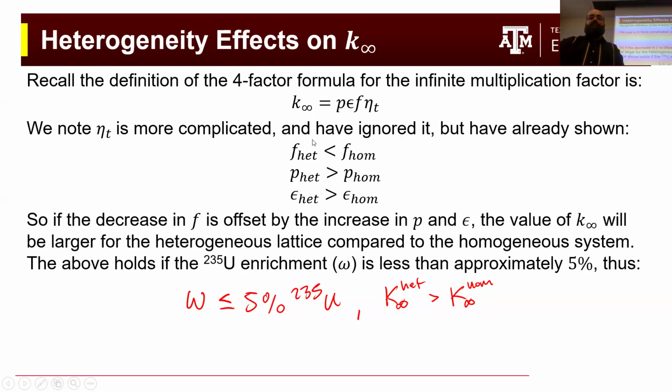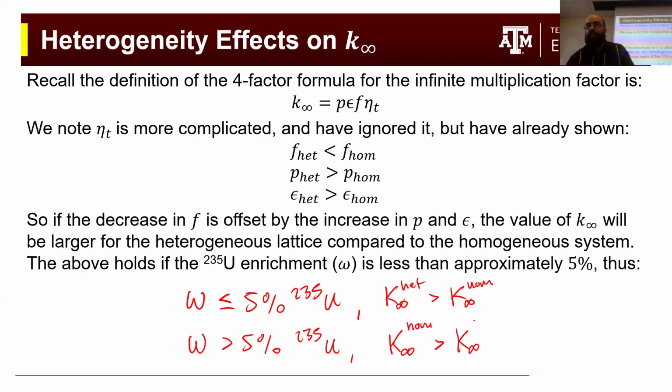If our enrichments are below 5%, then all of these inequalities are true. If the enrichment is above 5%, it switches though. So if the enrichment is above 5%, then the inequality reverses. And then the K infinity for the homogeneous system is bigger than the K infinity for the heterogeneous system.